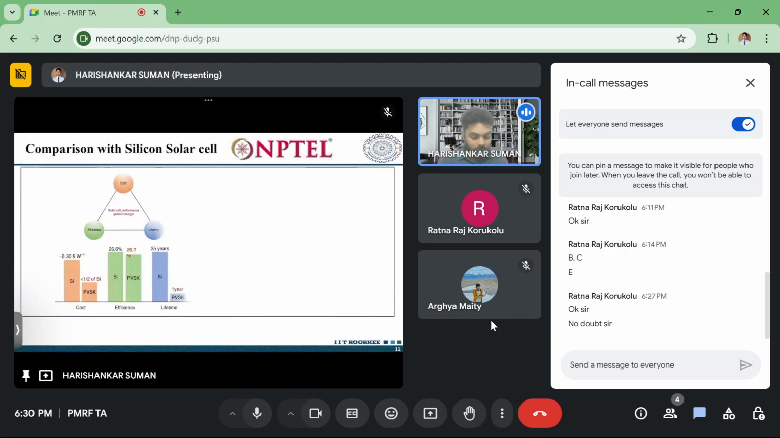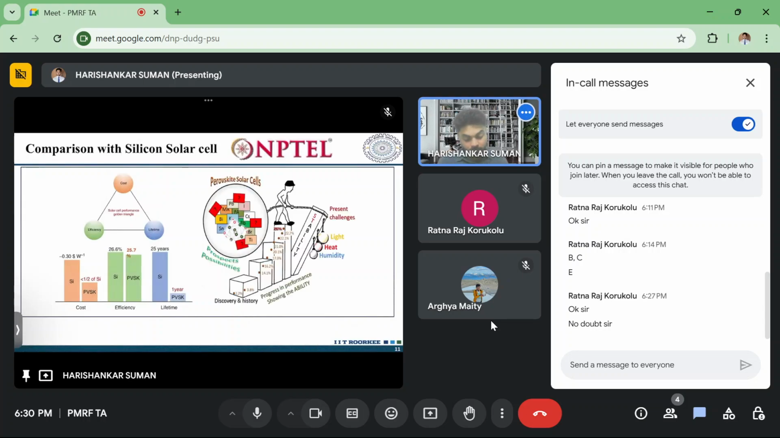You can see the comparison with silicon. Cost is half of the silicon. Efficiency, this is an old chart, is around 26.7% nowadays, but we are lacking here.